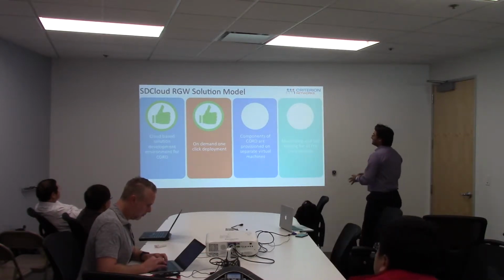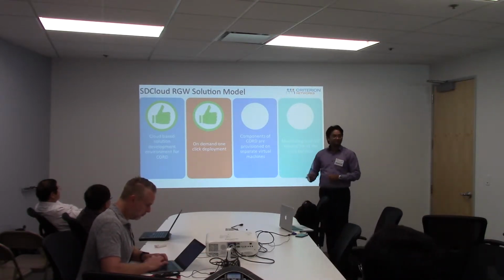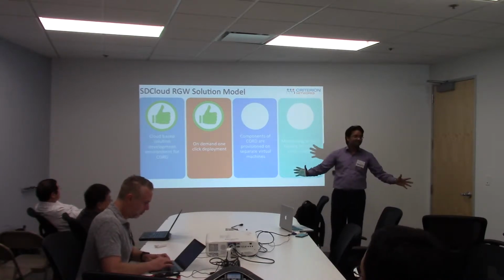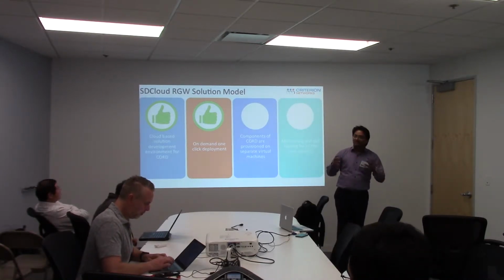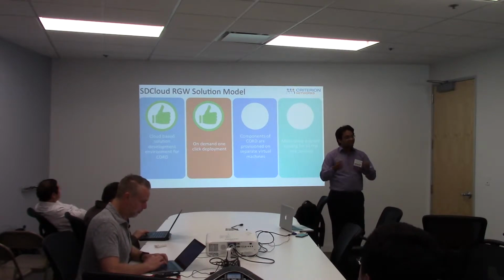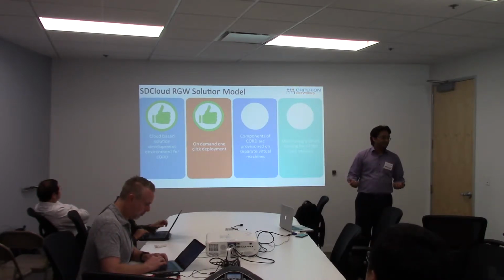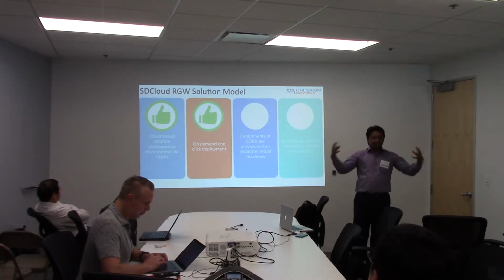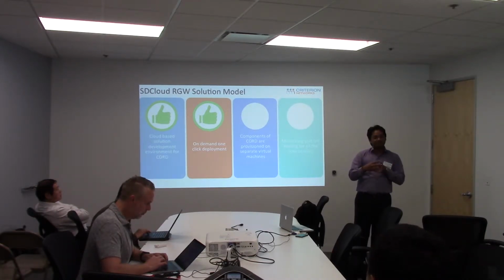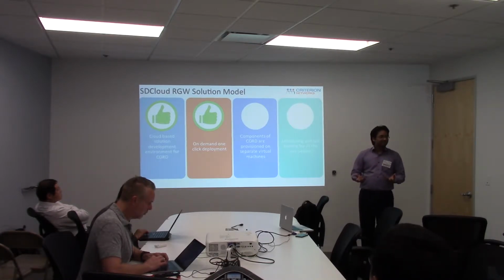And all the components of CORD are provisioned on separate virtual machines. So we don't have a single bare metal, it's completely spread out and you can actually go into that and scale each of these services independently. So right now, CORD in a box is essentially everything in one place. Say for example, you want to do it in a production environment and you want to have an ONOS cluster. It's very hard to do that using CORD.